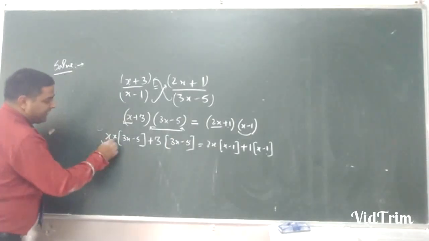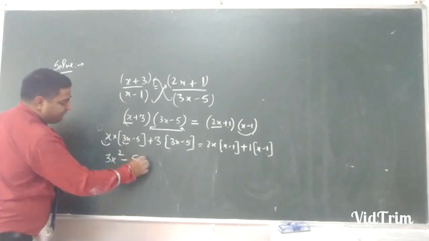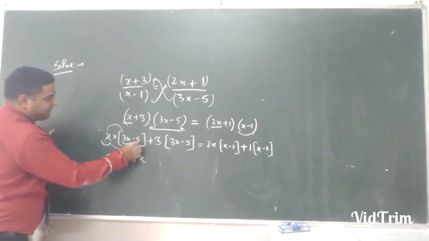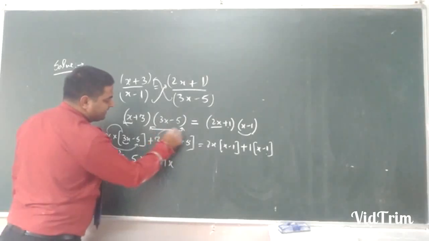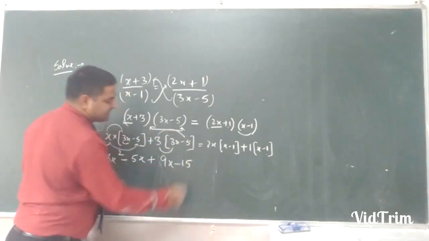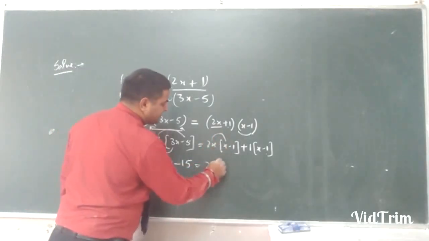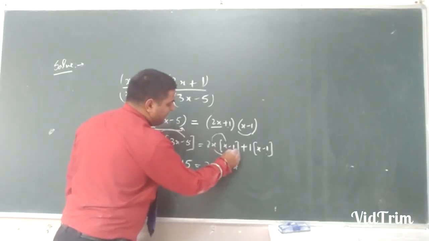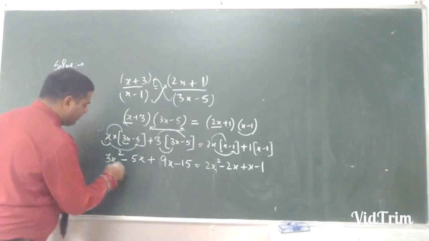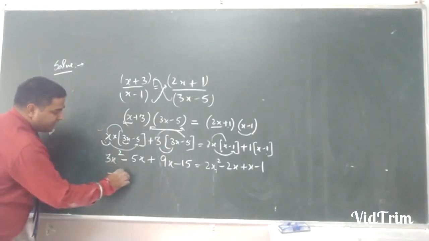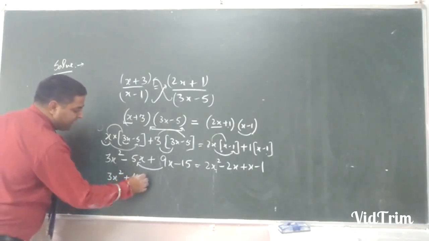Open the bracket, x into 3x, it's 3x square minus 5x. It multiplied here, it multiplied here. Plus 3 3s are 9x and 3 multiplied with minus 5 is minus 15 equal to 2x multiplied with x, 2x square minus 2x plus x minus 1. So what do we get here? 3x square, 9 minus 5 is plus 4x.